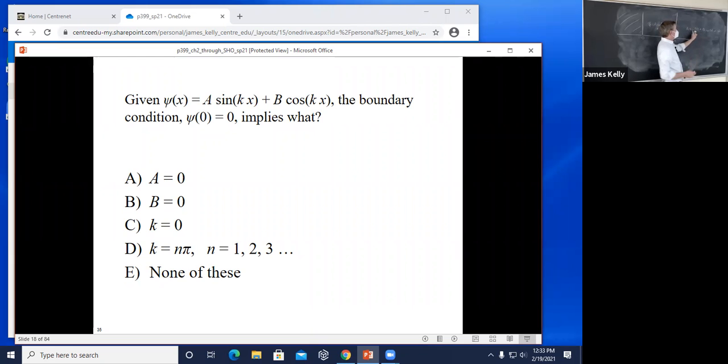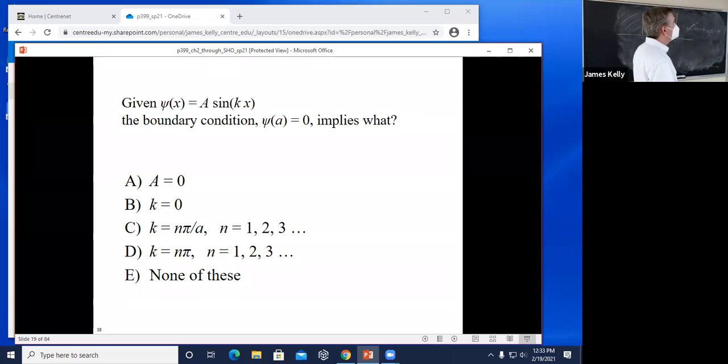Yes, sine of 0 is 0, right? The sine function goes to 0. So this is 0 right here. And therefore, this whole term goes to 0. Cosine of 0 is 1. And therefore, that equation reduces down to b equals 0. So I can throw away the cosine part, as you're very familiar with, right? Okay, any questions on that one? You got to actually write it down to figure it out, or maybe you could do it in your head.